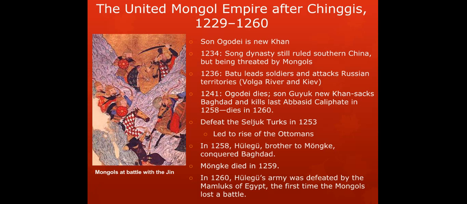The Seljuk Turks are defeated in 1253, and it's ironically enough the defeat of the Seljuk Turks that will lead to the rise of the Ottomans. We will talk about that later.